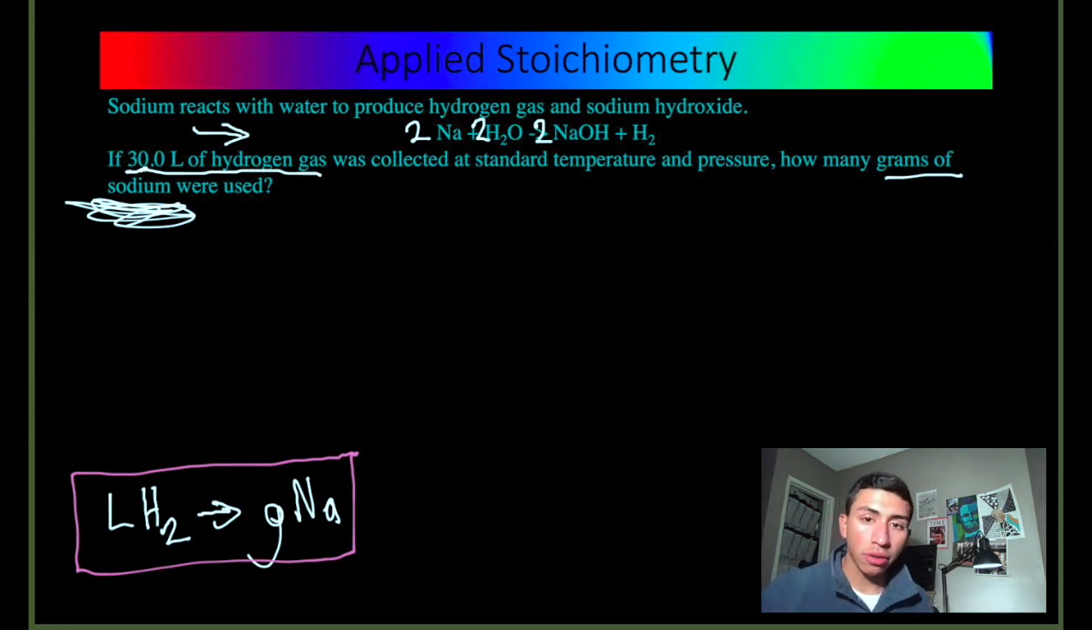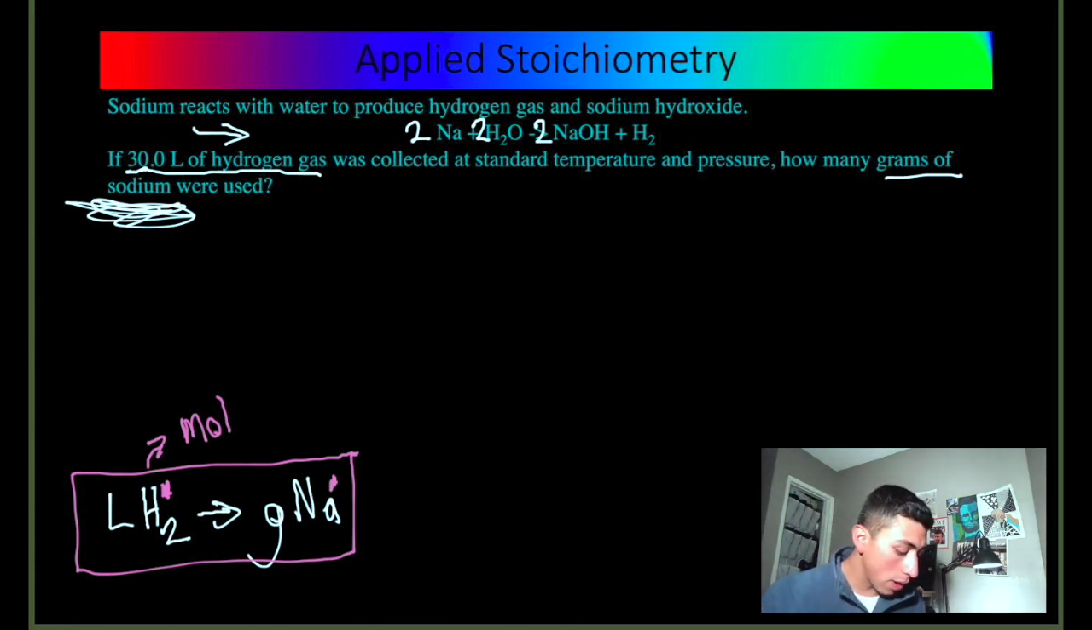Now this conversion involves several steps. Because we're converting from one substance, hydrogen, to another, sodium, we are forced to go through moles. So we have to go from liters of hydrogen to moles of hydrogen, then from moles of hydrogen to moles of sodium, and then from moles of sodium to grams of sodium.